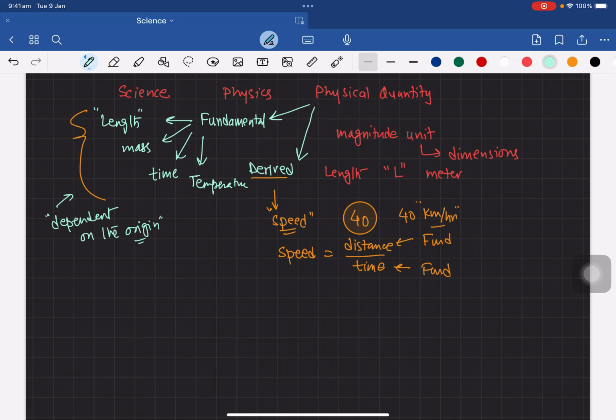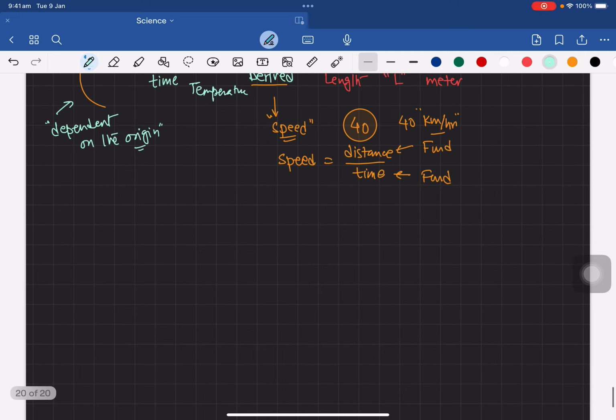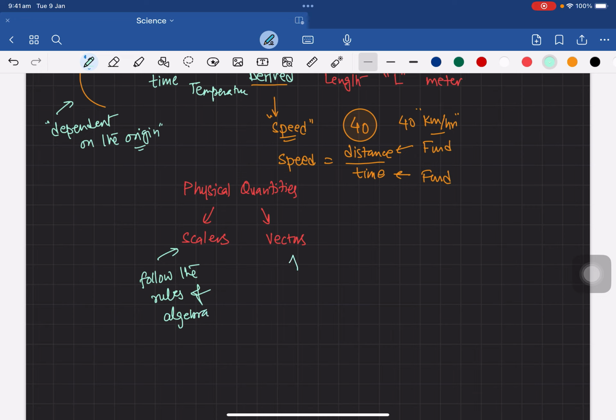And what are those physical quantities? Scalars and vectors, right? Scalars are those physical quantities which follow the rules of algebra, right? And vectors are those physical quantities which follow the rules of geometry, right? So geometric rules or vector rules, what else can we call this? We can call them geometric rules or vector rules, right?